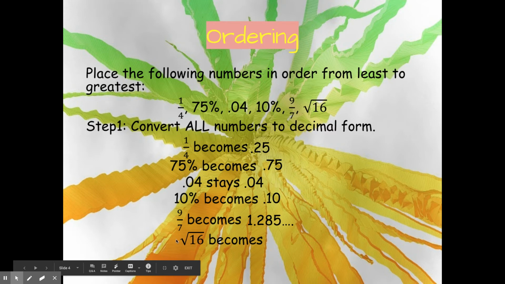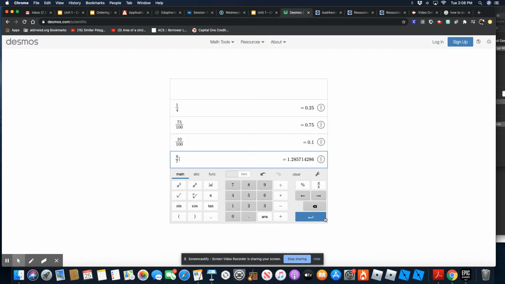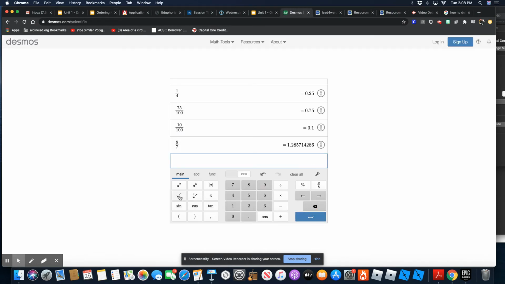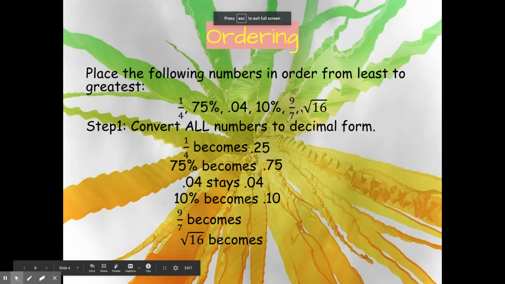And then I have my last number, square root of 16. This is why we need the scientific function in our calculator, because all I need to do is go to my radical or square root sign and hit that. I want the square root of 16, which is 4. And I know that because 4 times 4 gives me 16. So we've completed step 1. We've rewritten all of our numbers in decimal form. Now we're going to move on to step 2.